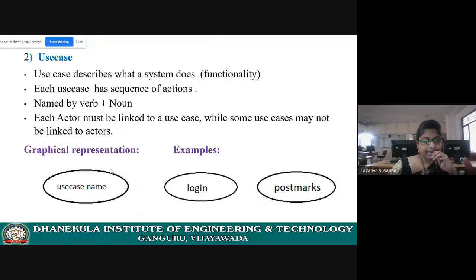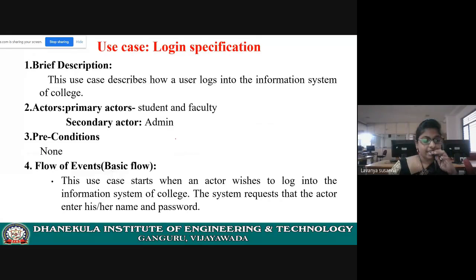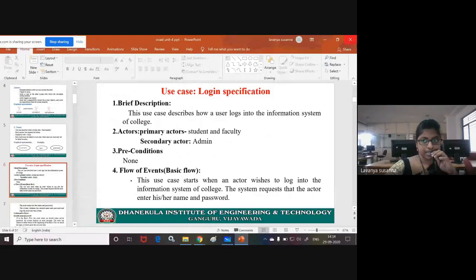After identifying all the use cases, first you need to identify all the use cases. And next, what you have to do? You need to write a detailed description of the use case. Every use case will have some description, right? Detailed description, specification, nothing but detailed description. You need to write a detailed specification of the use case. Let us see what you need to write. Specification of use case.